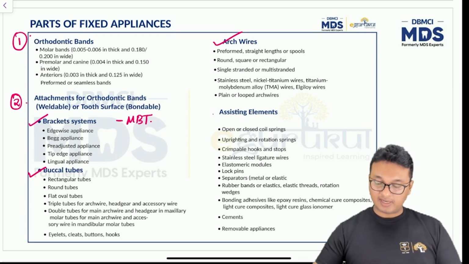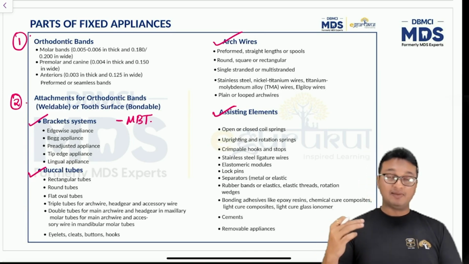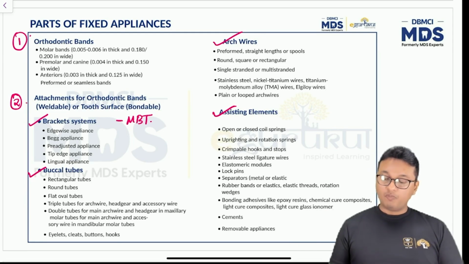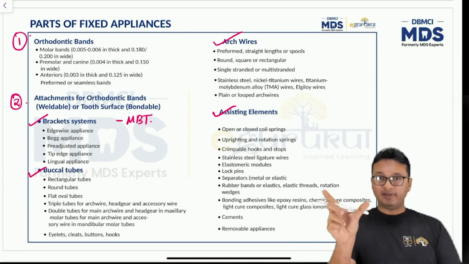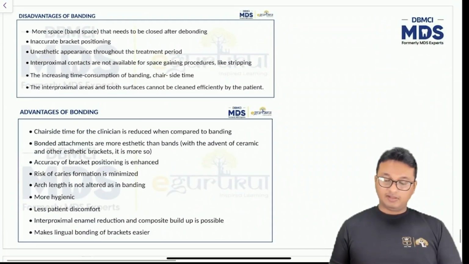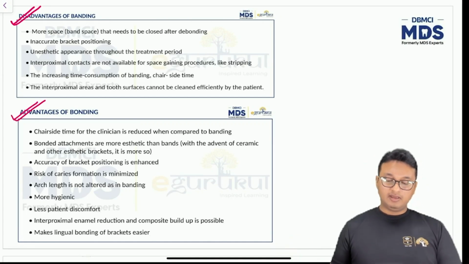Then we have assisting elements like small instruments, small armamentarium, which can be handy in correcting certain types of malocclusion, like open or close coil springs for opening the space, closing the spaces between the teeth, uprighting and rotation springs, crimpable hooks. Stainless steel ligature wires, we have talked about earlier. Elastomeric modules, I have talked about. Lock pins, separators, rubber bands, bonding adhesives, cements, and certain other removable appliances. Right? So, these boxes show the disadvantages of banding and the advantages of bonding.